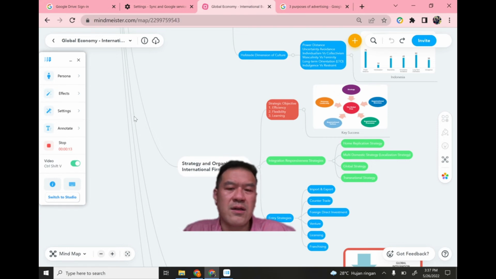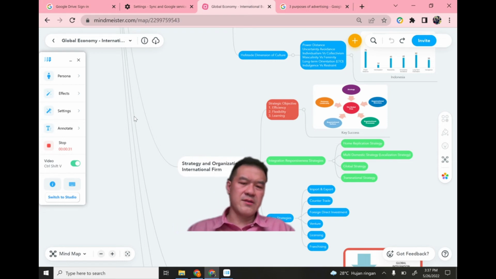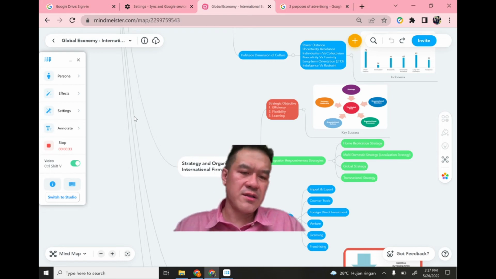Next, there's also a strategy in how a company operates in the international market. It is called the international integration responsiveness strategy. The first one is home replication strategy. Second is multi-domestic strategy or localization strategy. The third is global strategy, and fourth, transnational strategy.